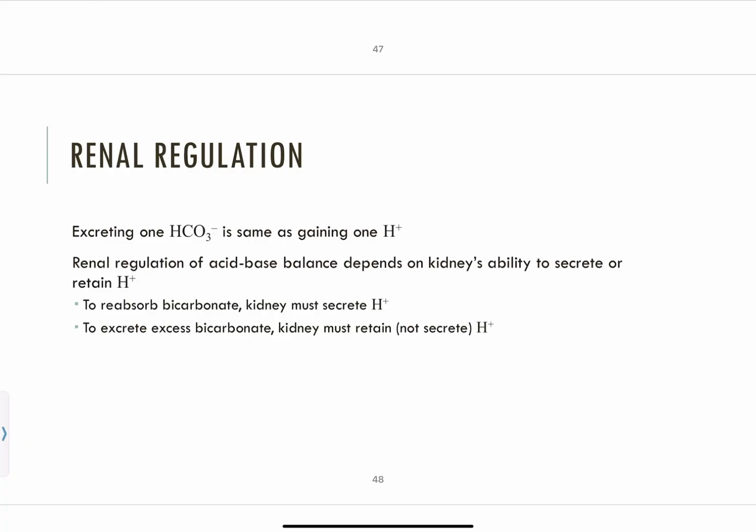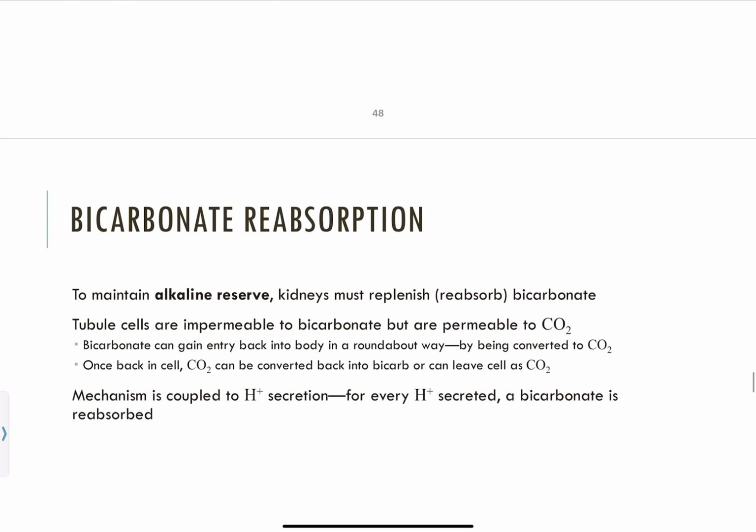When we're talking about excreting bicarbonate ion, every time we excrete a bicarbonate ion, it's the same thing as gaining one hydrogen ion. And I'll show you something that will hopefully make it less confusing. In order to reabsorb bicarbonate, the kidney must secrete hydrogen. And to excrete excess bicarbonate, the kidney actually has to retain a hydrogen atom. So we only lose one, and then we only keep one of them. We don't keep both, and we don't lose both. And in that manner, we can adjust and maintain the pH of our blood.